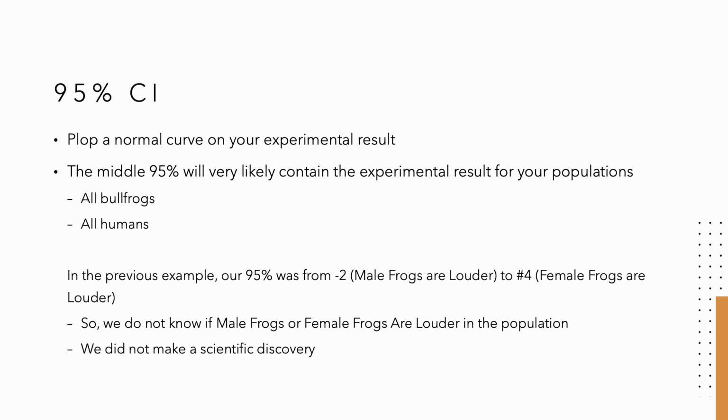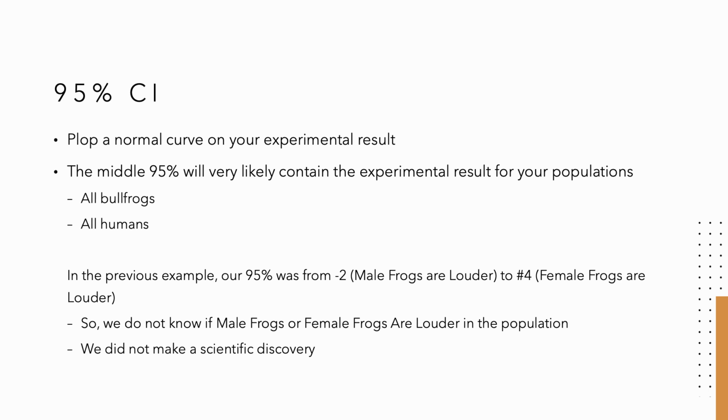Now, the 95% confidence interval estimates what the experimental result would be in your population. All you do is run one experiment, plop a normal curve on it, and take the middle 95%. This gives you the estimate of the population result, or in this case, the population sex difference on frogs.